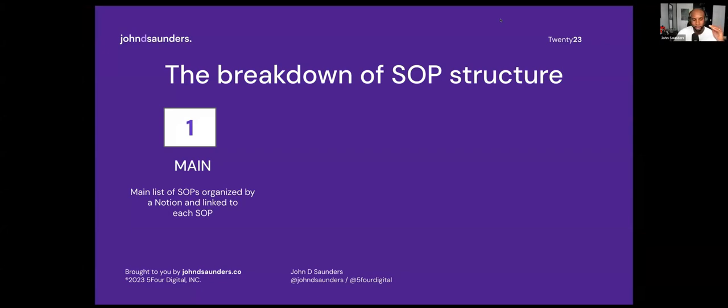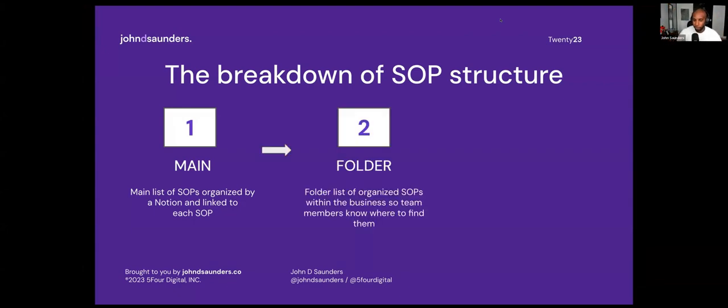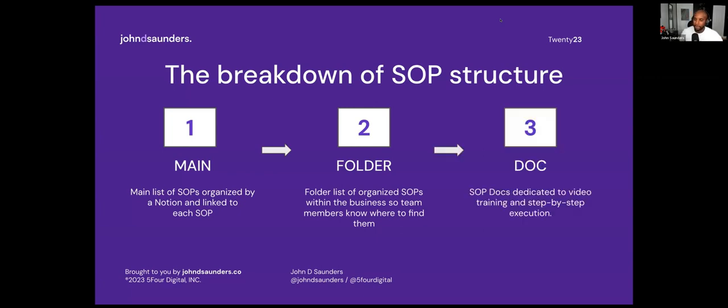You have the main list of SOPs organized by Notion and linked to each SOP. So of course we have that main SOP library, right? Which is one link that I can share with the team. The folder list of organized SOPs within the business, so team members know where to find them. You can go in there and search and find anything you need in that system. And then you have docs dedicated to video training and step-by-step execution.